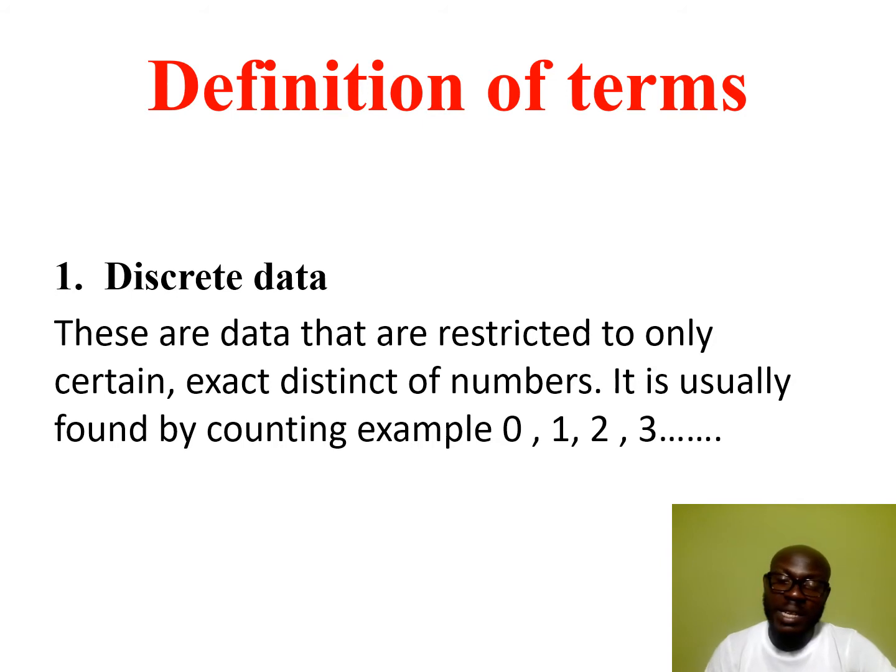A group of students in a class, you are counting them with numbers. That becomes discrete data. So discrete data deals with numbers. Good. Let's move on. We have discrete data, we have continuous data.